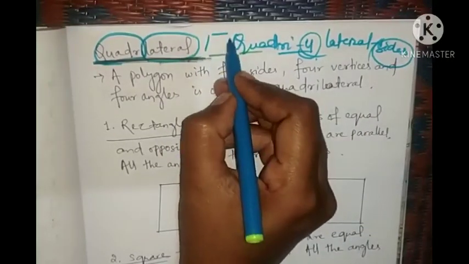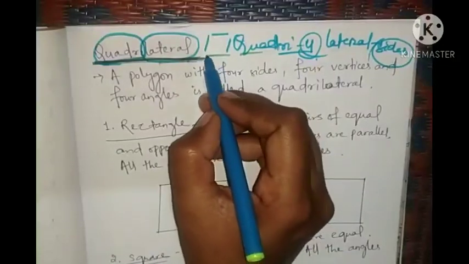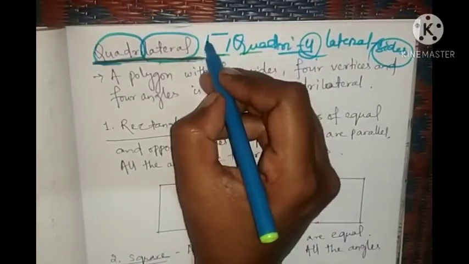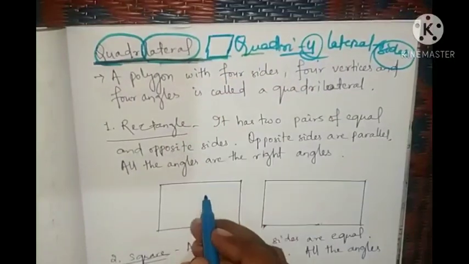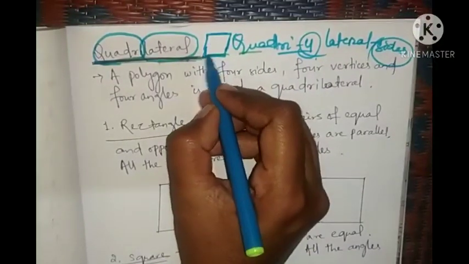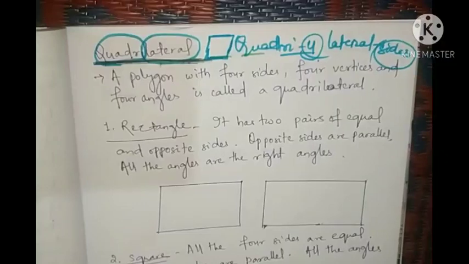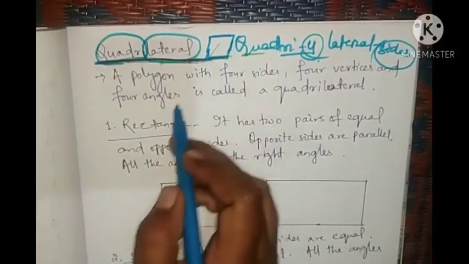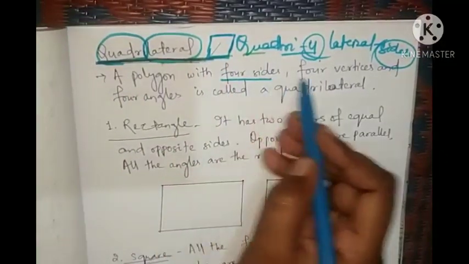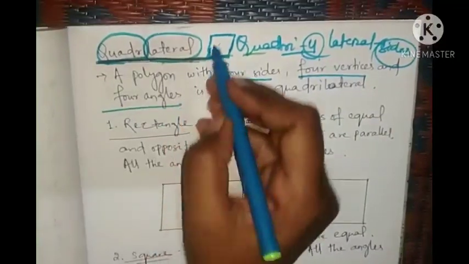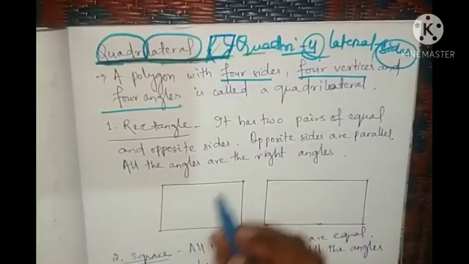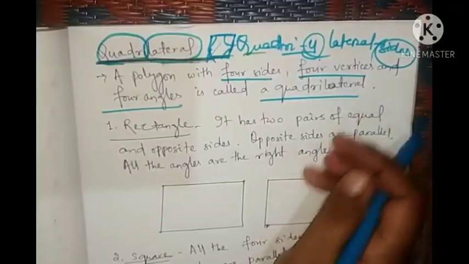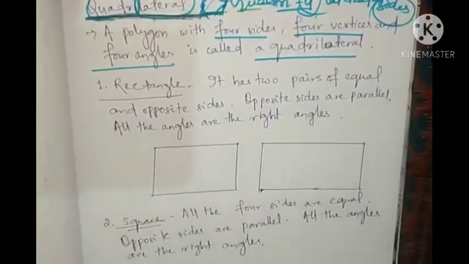Look here. Is this a polygon? No, because it is not a closed figure. If you connect all these, it will become a closed figure, and after that only this becomes a polygon. So a polygon with 4 sides, 4 vertices, 4 angles. Here 4 vertices and 4 angles. This is a quadrilateral. So first we'll see the rectangle.